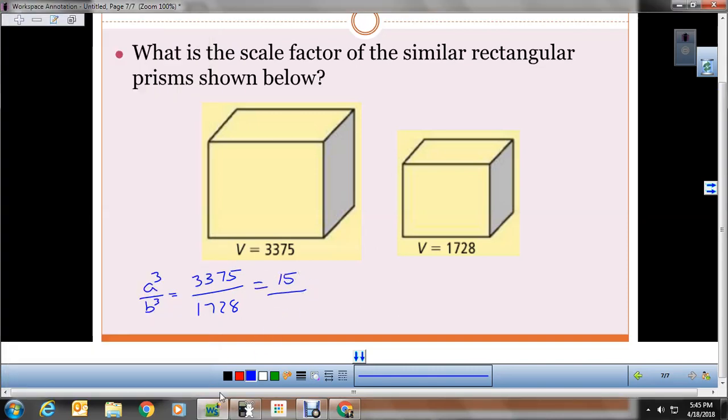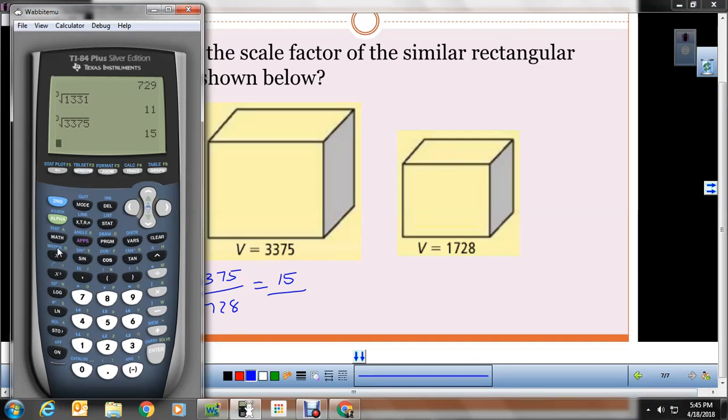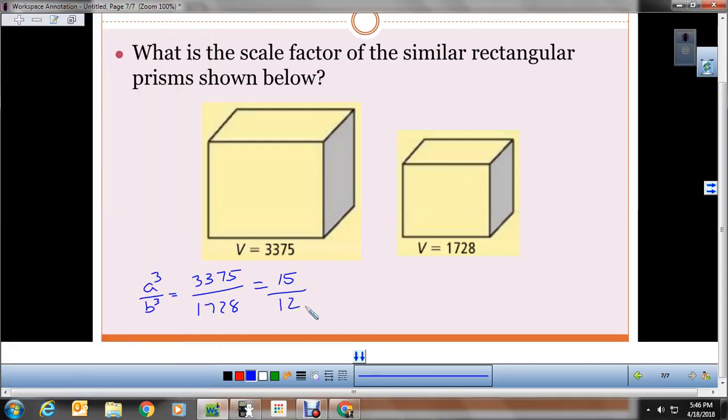So let's see if 1728 is a perfect cube. So we take the cube root again, of our bottom number now, which is 1728. And that's going to give us 12. So we get 15 over 12, and we can reduce this number down by 3, and this becomes 5 over 4. So our scale factor for this one is going to be 5 to 4.